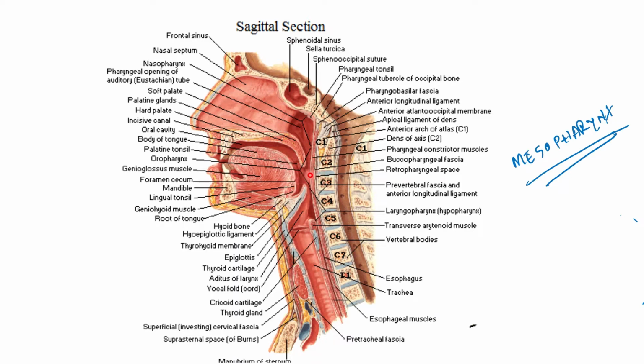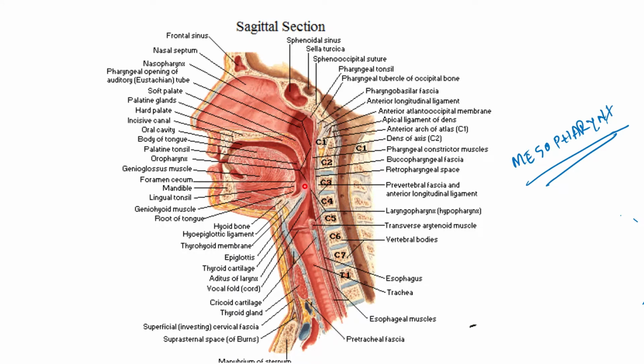So when we look at the anterior end of the oropharynx, as we can see in this picture, it is in continuation with the oral cavity, and it is separated from the oral cavity by the narrowed portion, which is called the oropharyngeal isthmus. So anteriorly, the oropharynx opens into the oral cavity through the oropharyngeal isthmus. This is the oropharyngeal isthmus.